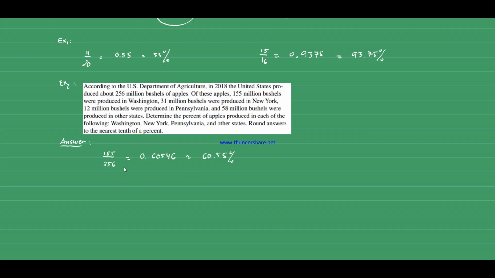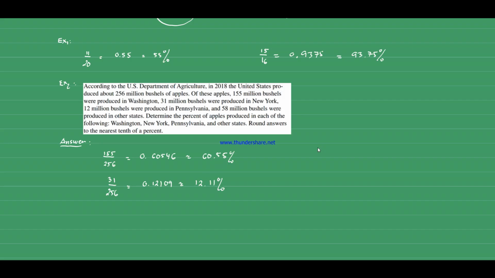And we continue with New York. In New York we have 31, so 31 divided by 256 gives you 0.1211, which is about 12.109, or 12%.